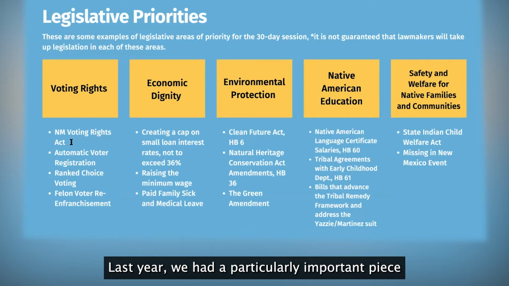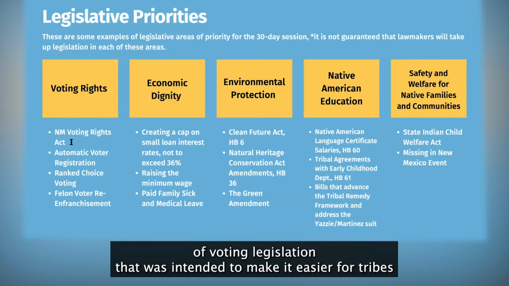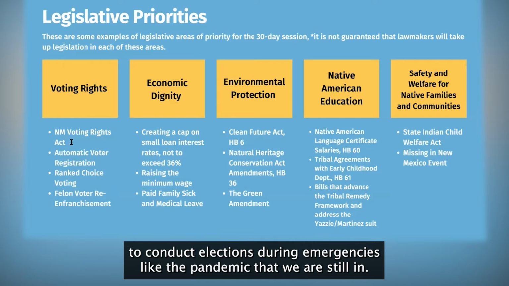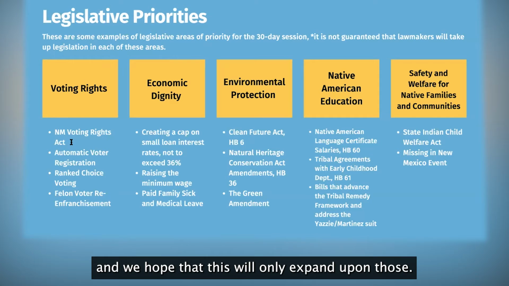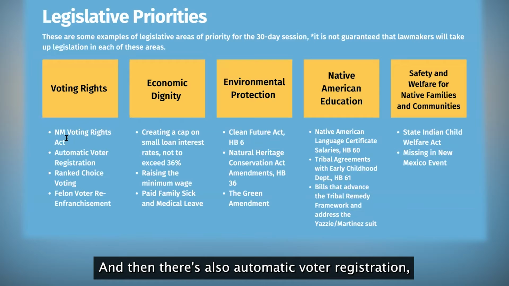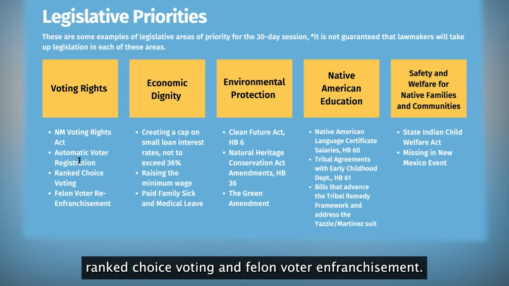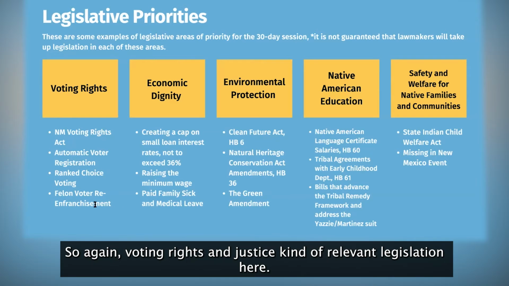Last year, we had a particularly important piece of voting legislation that was intended to make it easier for tribes to conduct elections during emergencies like the pandemic that we are still in. They were really helpful changes, and we hope that this will only expand upon those. And then there's also automatic voter registration, ranked choice voting, and felon voter reenfranchisement. So again, voting rights and justice, relevant legislation here.